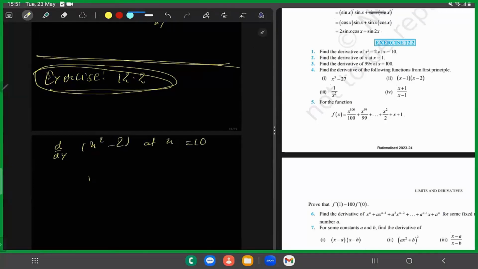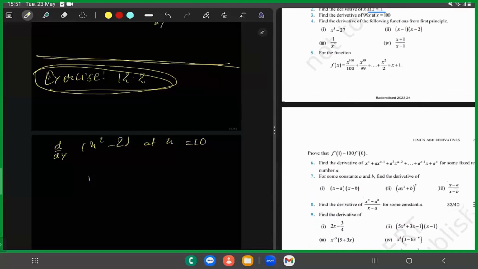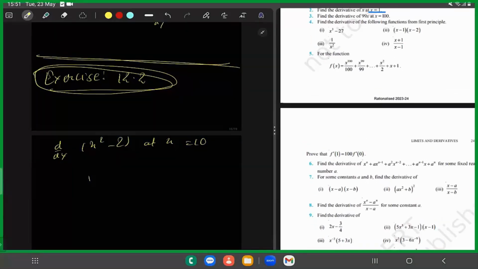Since there is no mention of whether you have to find it from the first principle or from any other principle, we'll directly apply the formulas of a derivative here. You know that the derivative of a constant is equal to 0 and the derivative of x to the power n is n times x to the power n minus 1. So this is equal to 2 into x to the power 2 minus 1 minus 0. This is 2x, and now you can put the value of x equal to 10 directly into the expression. So this is 20.